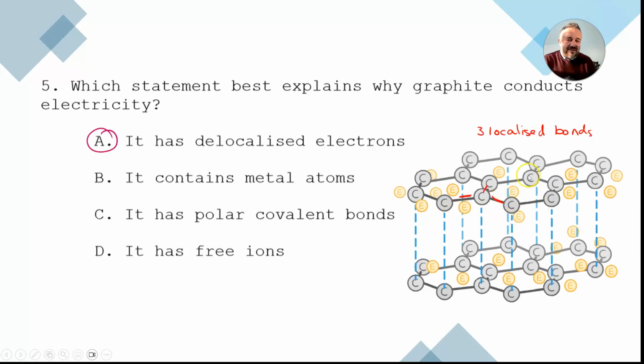So carbon is this large covalent structure, and it has these 3 localized electron bonds around the carbon. Graphite is this large structure, sorry. It has this 1 delocalized electron right here, and that's for each carbon. And that's able to move through that zone there, which gives it the ability to conduct electricity.